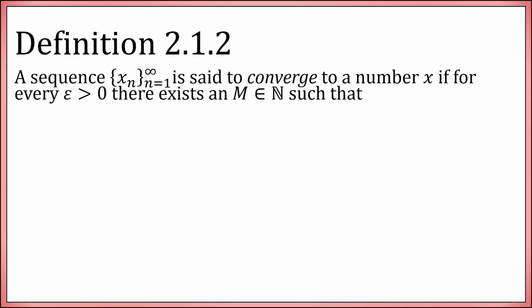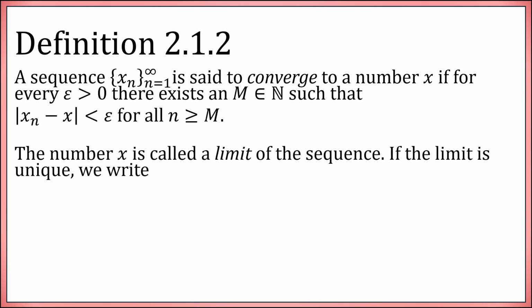Next definition. This is the big one, okay? A sequence is said to converge to a number x if, for every epsilon which is positive, there is a natural number capital M, so that the distance between x sub n and x is less than epsilon for every n bigger than or equal to M. x is what we call the limit of the sequence.